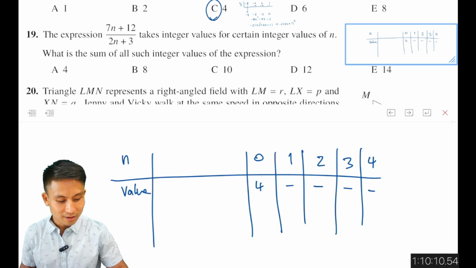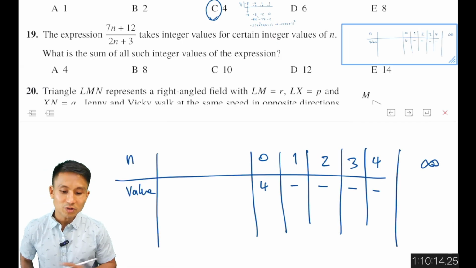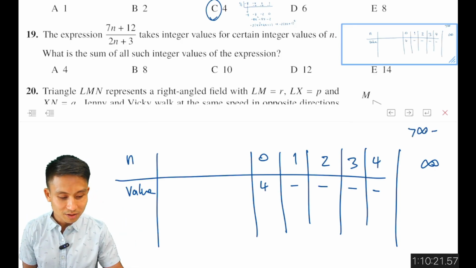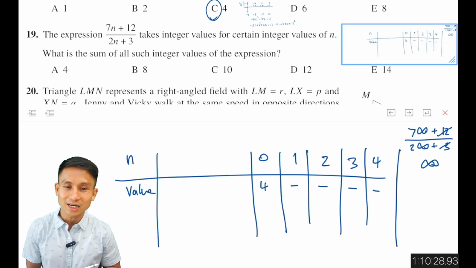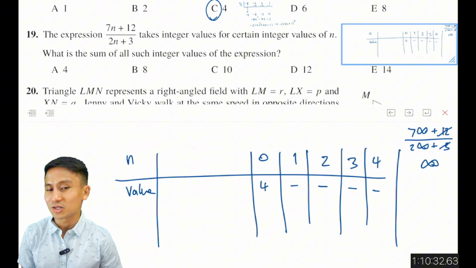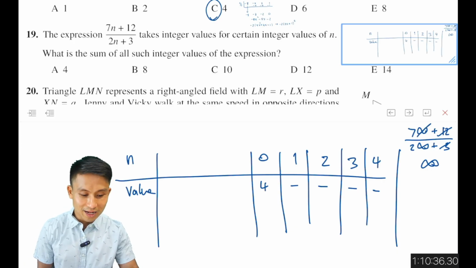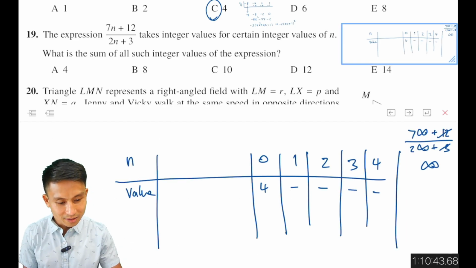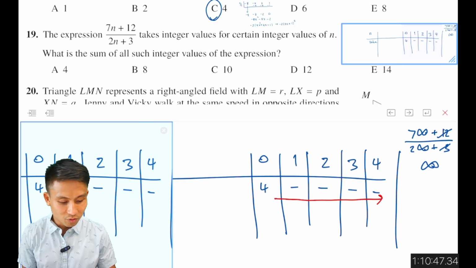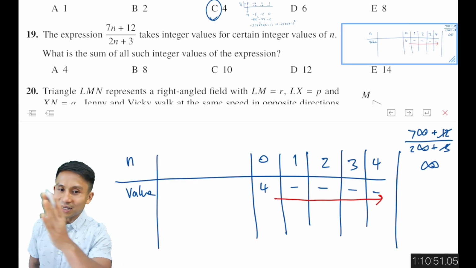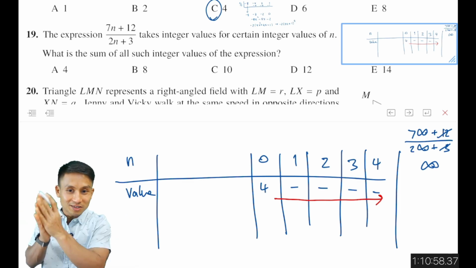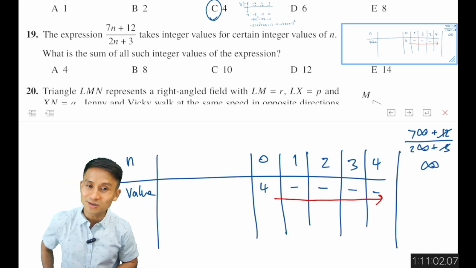Now, let's say you keep going until infinity. It's only going to get closer and closer to something. If you do 7 times a large number plus some small number over 2 times a large number plus some small number, these small numbers are negligible. So you can assume it's going to get closer and closer to 7 over 2, which is 3.5. From that, you only get 4 here, but when you approach infinity, you can only get close to 3.5. So there's no integer in between, because it's going to decrease to 3.5. The logic is that you shouldn't get any integer in between along the way.